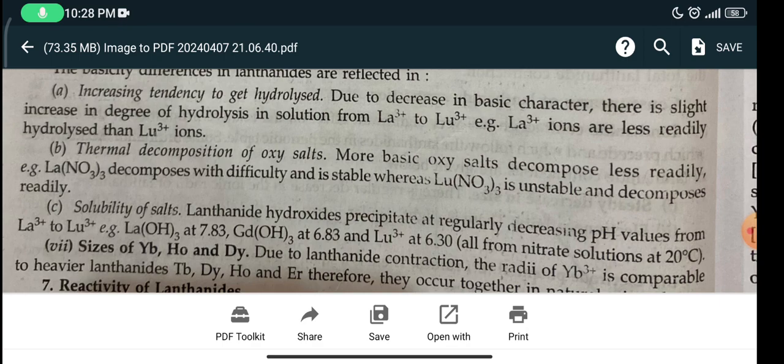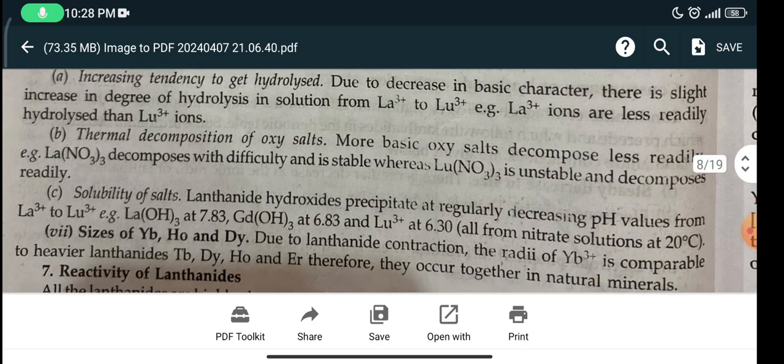Solubility of salts. Lanthanide hydroxides precipitate at regularly decreasing pH values from La3 positive to Lu3 positive. Example: LaOH3 at 7.83, GdOH3 at 6.83, LuOH3 at 6.30.